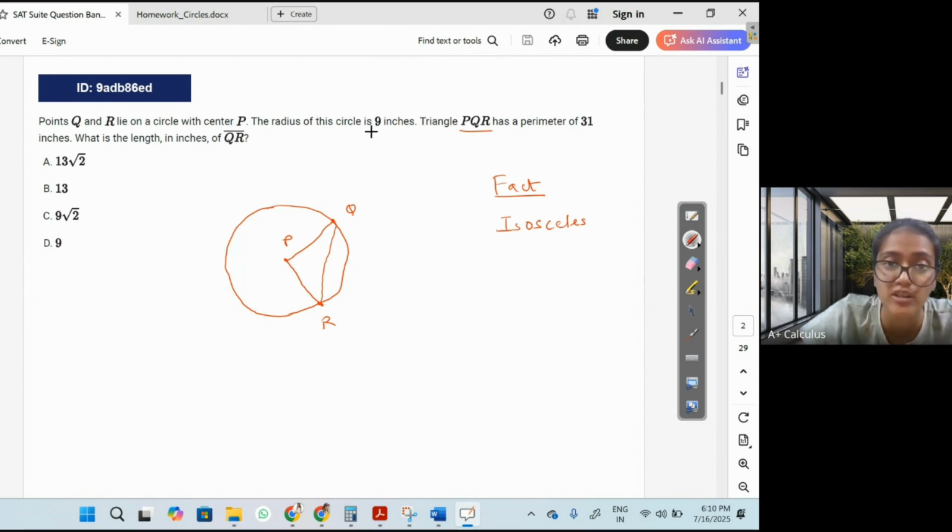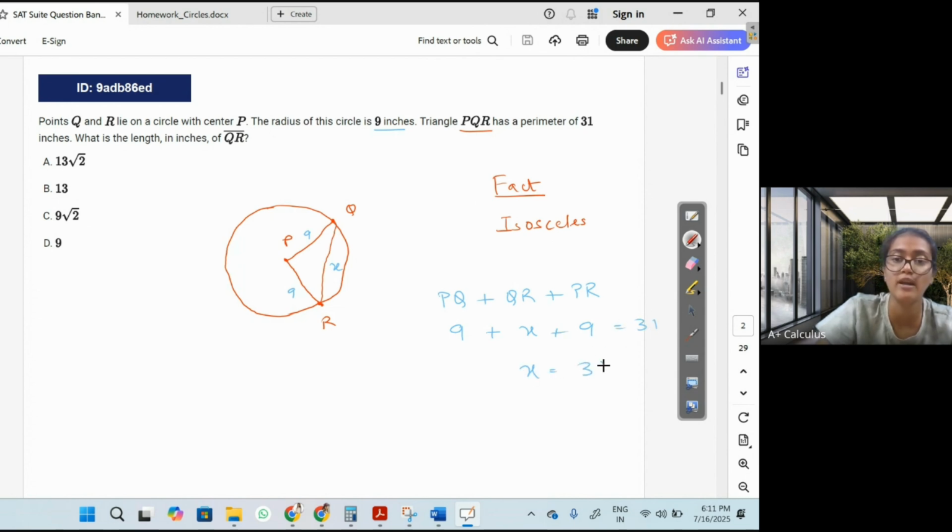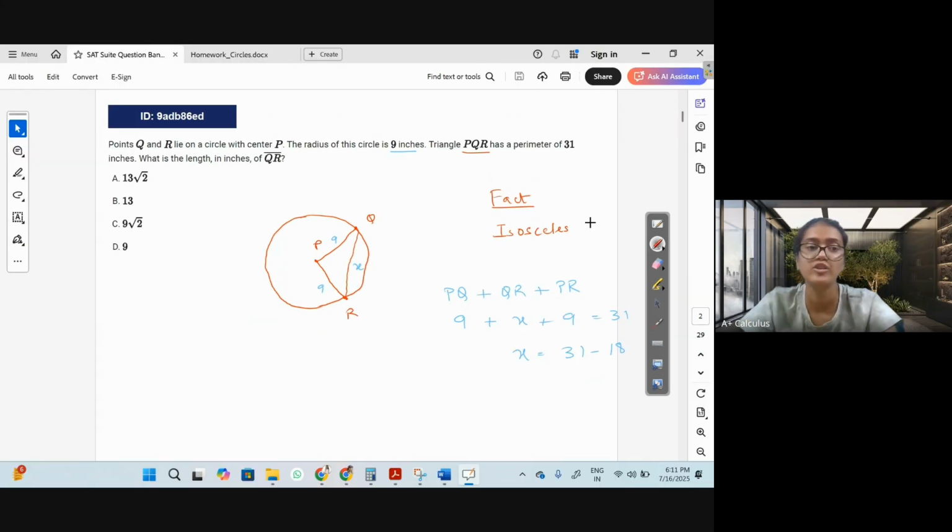In this question, the radius is 9 inches. So PQ will be 9, PR will be 9. It says triangle PQR has a perimeter of 31 inches. We know that perimeter is PQ plus QR plus PR, the sum of all three sides, right? So we have PQ 9, PR 9, and QR, let's say it is X. So this is equal to 31. X will be equal to 31 minus 18. And so the answer will be 13.